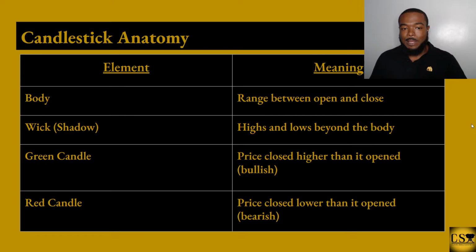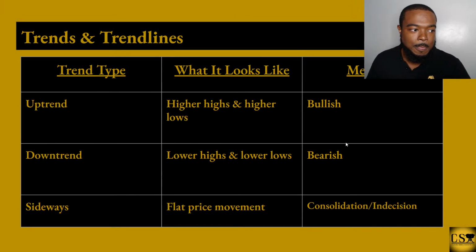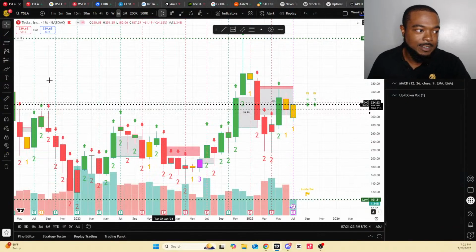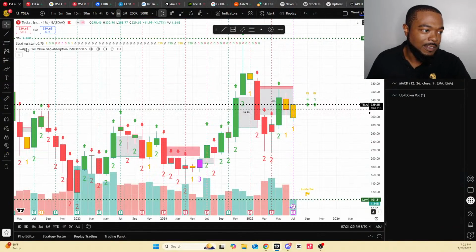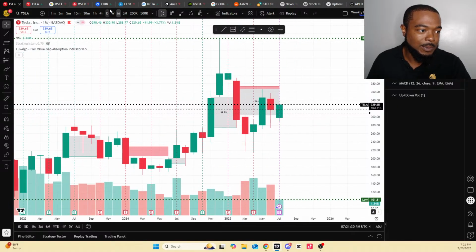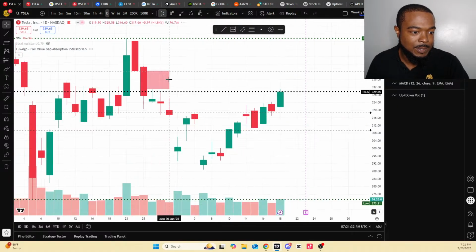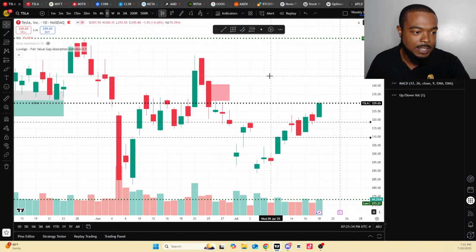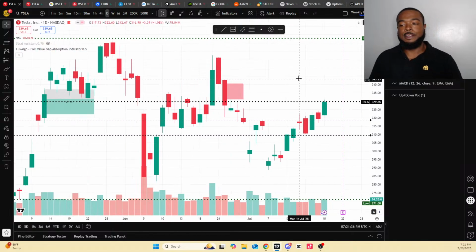So that's candlestick anatomy 101 for you. Let me give you an example of how it looks on TradingView. I'm going to take my strat off, and let me put this on a weekly or daily. So you see how you have red and green candlesticks on here?